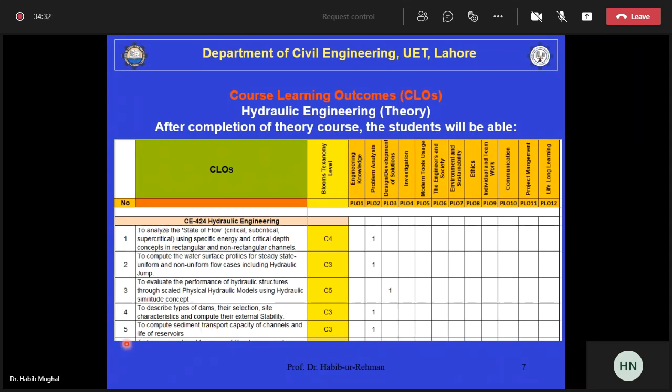perform these five CLOs. Number one, you will be able to analyze the state of flow, that is, what type of flow it is: critical, subcritical, or supercritical, using specific energy and critical depth concepts in rectangular and non-rectangular channels. It's Bloom's taxonomy C4.